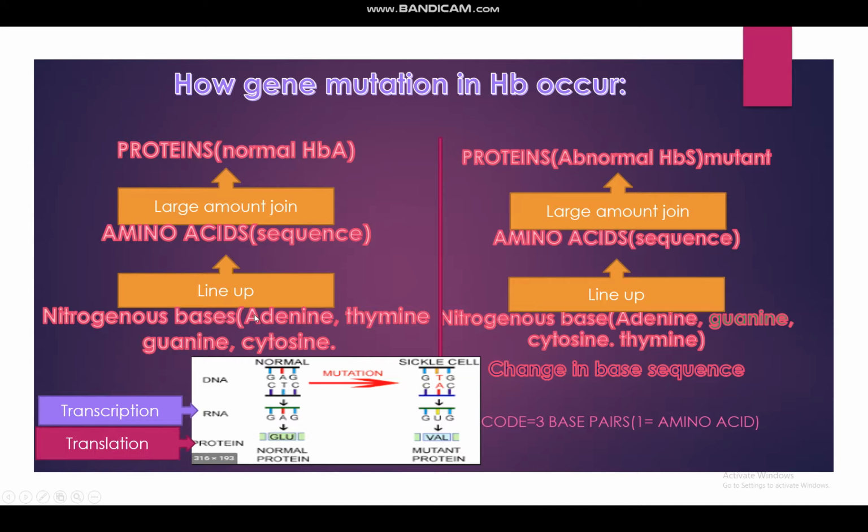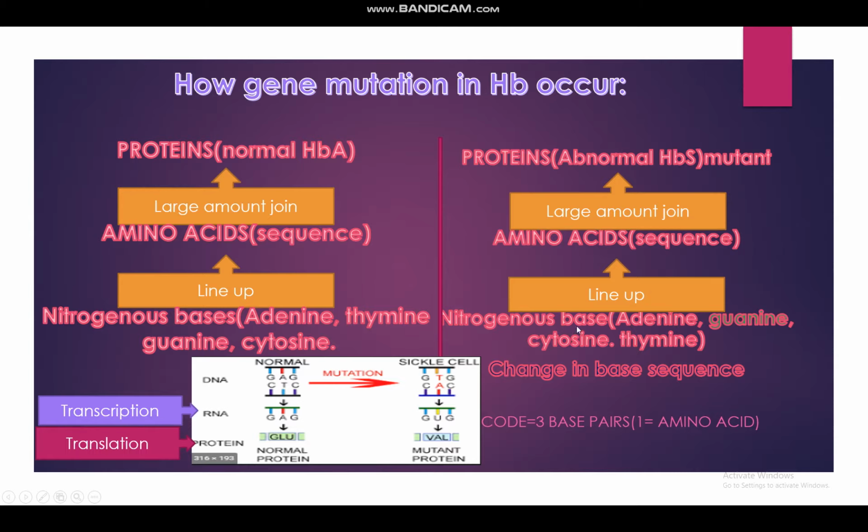Now you all know that DNA has nitrogenous bases: adenine, thymine, guanine and cytosine. When they line up, they form a normal sequence of amino acids. When these join together, they form proteins, the globin proteins, which combine with heme to form normal hemoglobin. The genotype of normal hemoglobin is HbA.